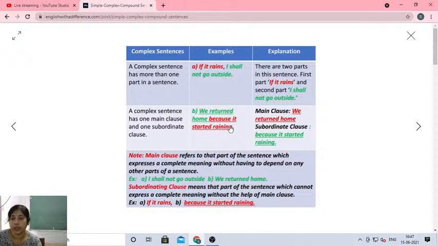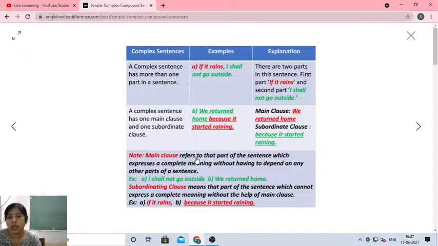Dependent one is subordinate clause. Actually, because it started raining, if I do not speak this one, the green one, it will make no sense. Something will be missing in this sentence. So main clause: we return home, and subordinate clause: because it started raining. So next one, my dear children, please keep it in your mind.